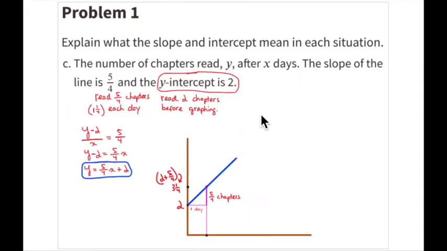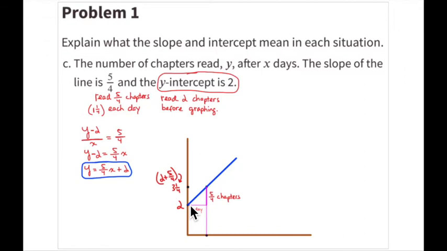For C, this is reading chapters in a book over a number of days. So x is the number of days, y is the chapters read in a book. And before this person starts to keep track of the chapters read for each day, they've already read 2 chapters. So this is beginning at 2 chapters. So the values along the y-axis are the number of chapters read. And so you already have a head start of 2 chapters.